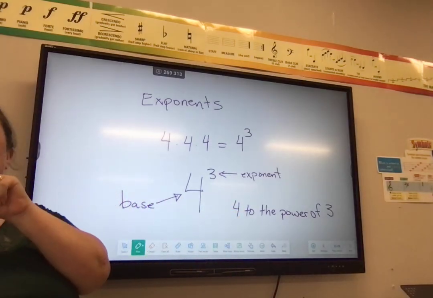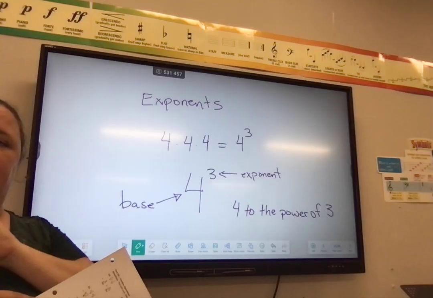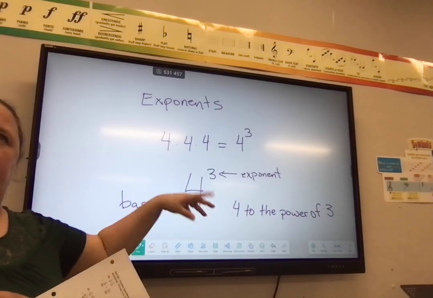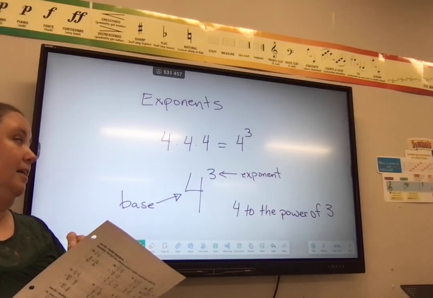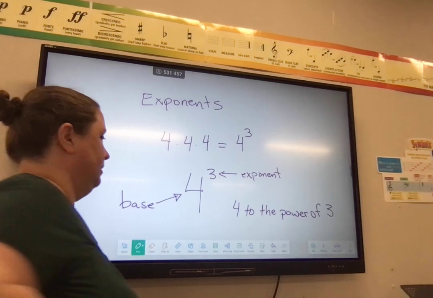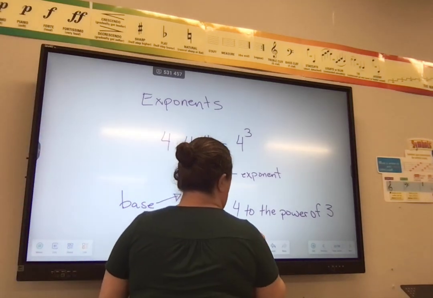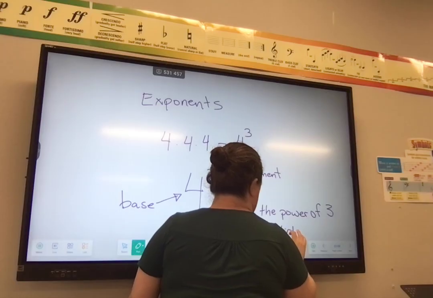Okay, that's one way to say it. There is another way to say it. Does anybody know the other way to say it? There's always 2 ways to say it. This is slightly easier to remember. It would be 4 to the 3rd power. Okay, so that's the other way. 4 to the 3rd power.